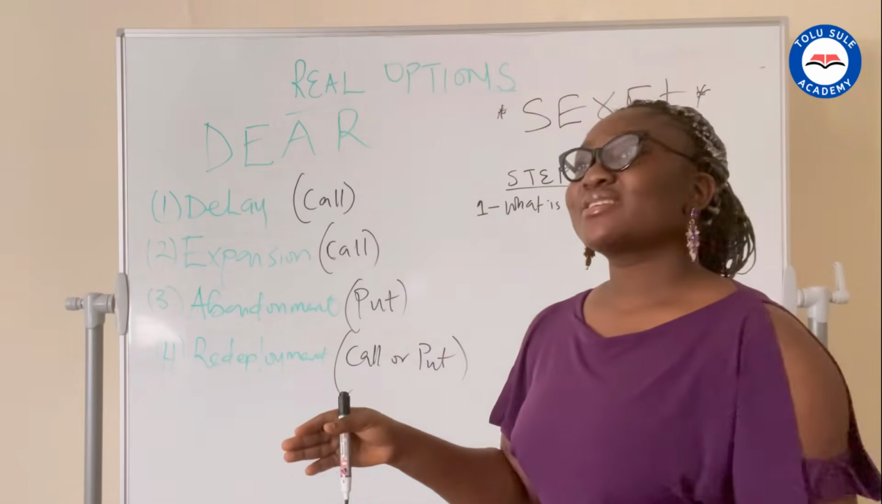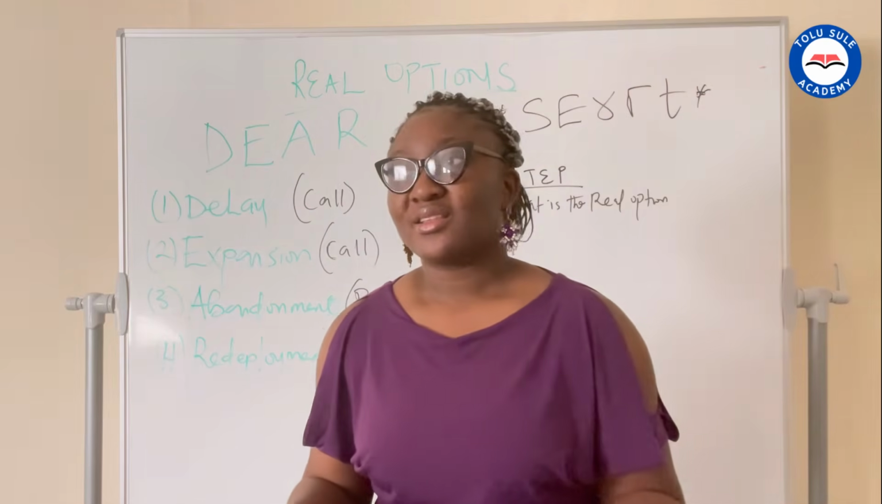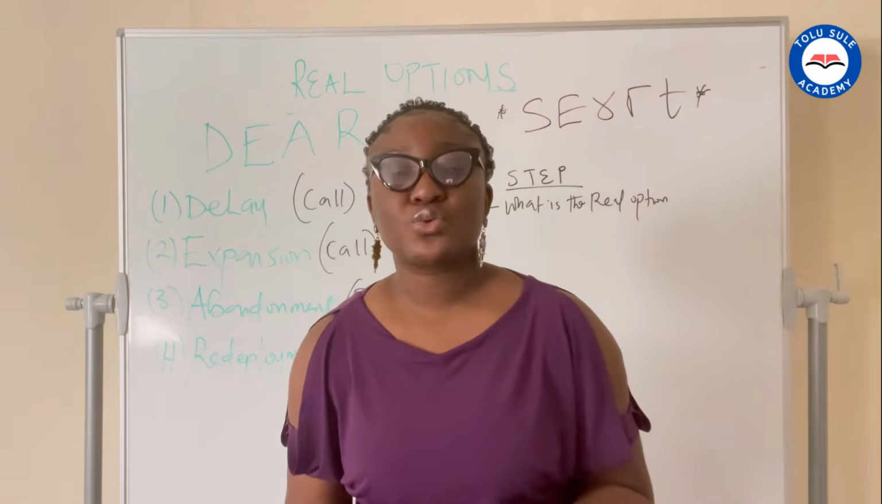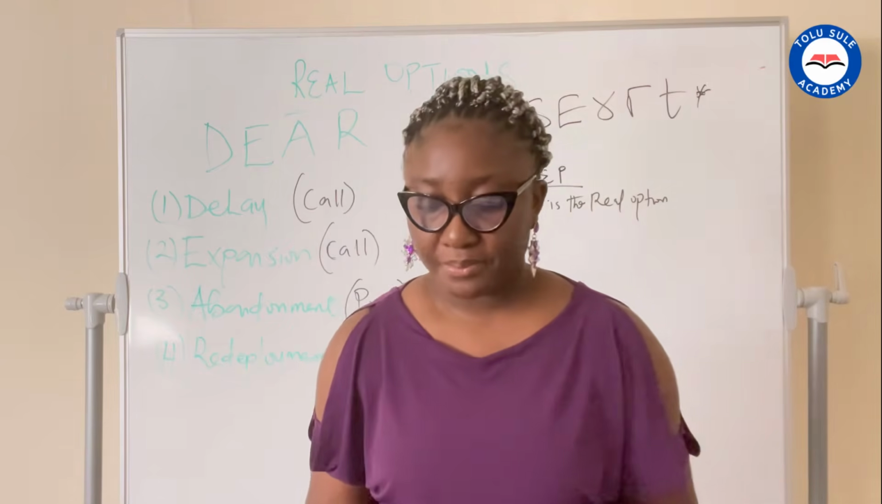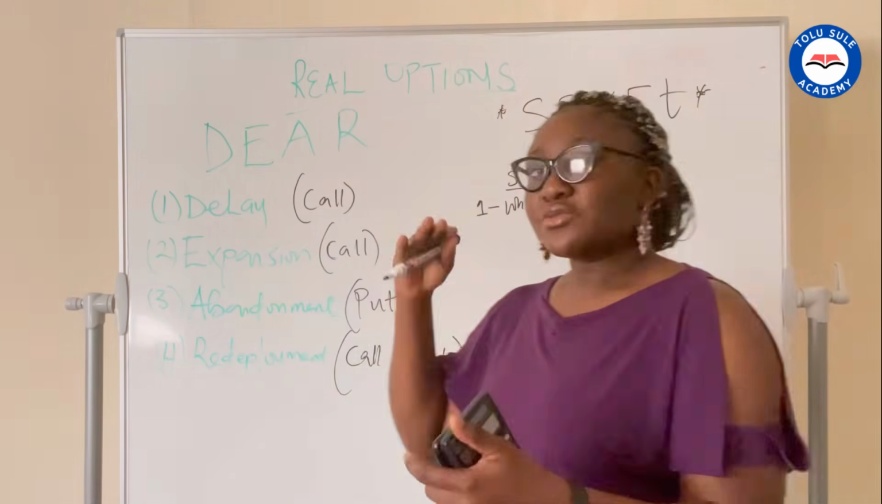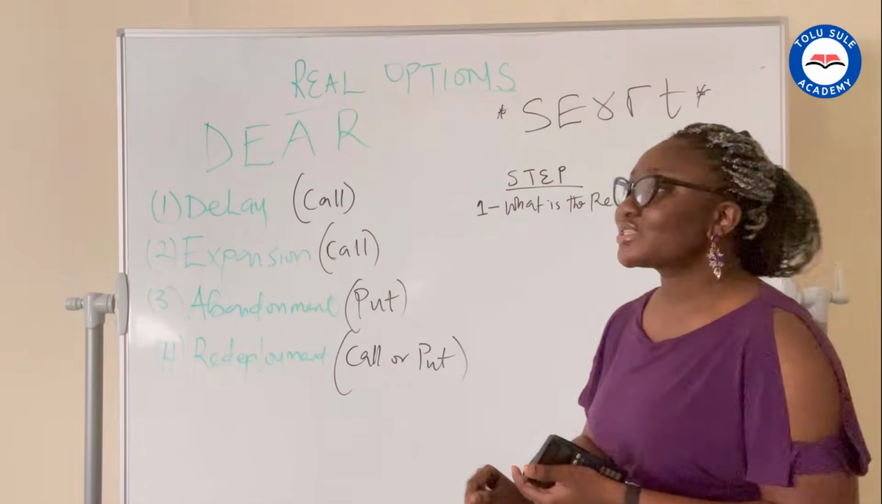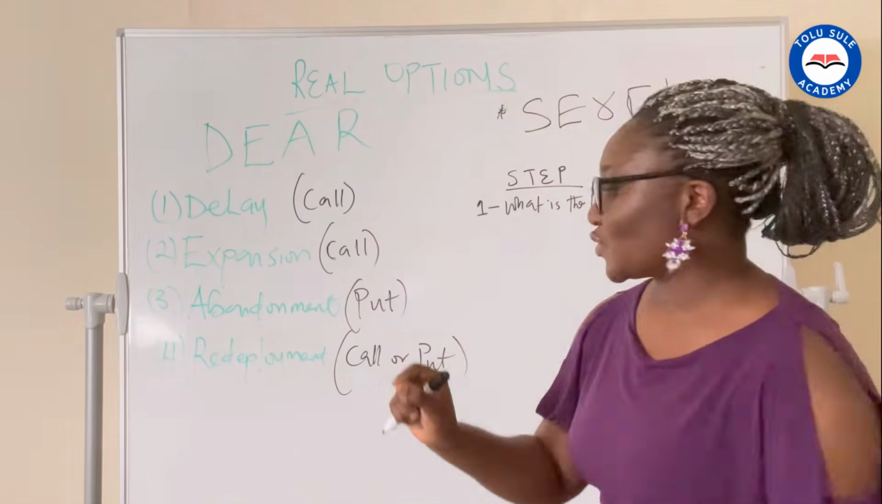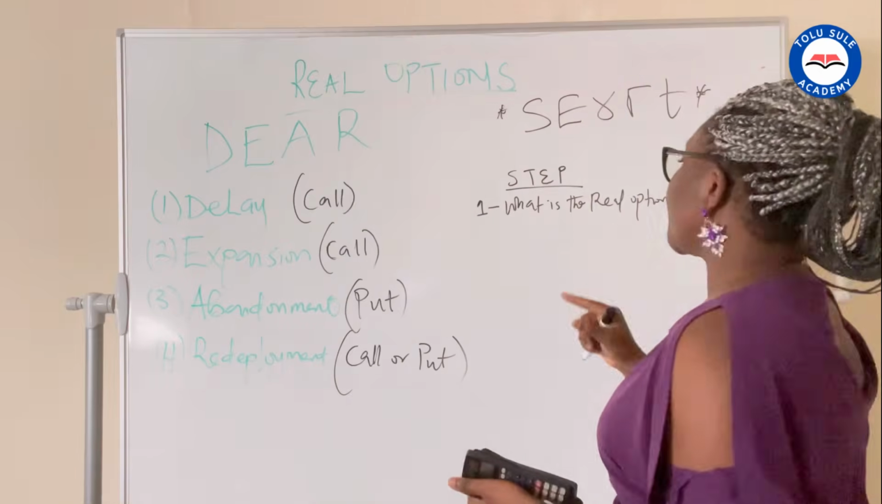Or they say, from the beginning of year 3, they want to maybe advance capital expenditure. You just read the question. They won't tell you delay. They won't tell you expansion. They won't tell you abandonment or redeployment. But when you read the question, you would understand it.